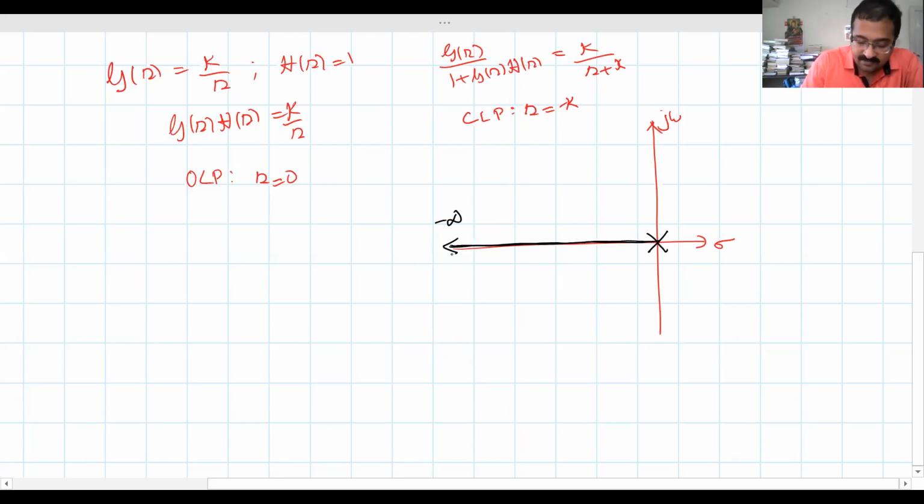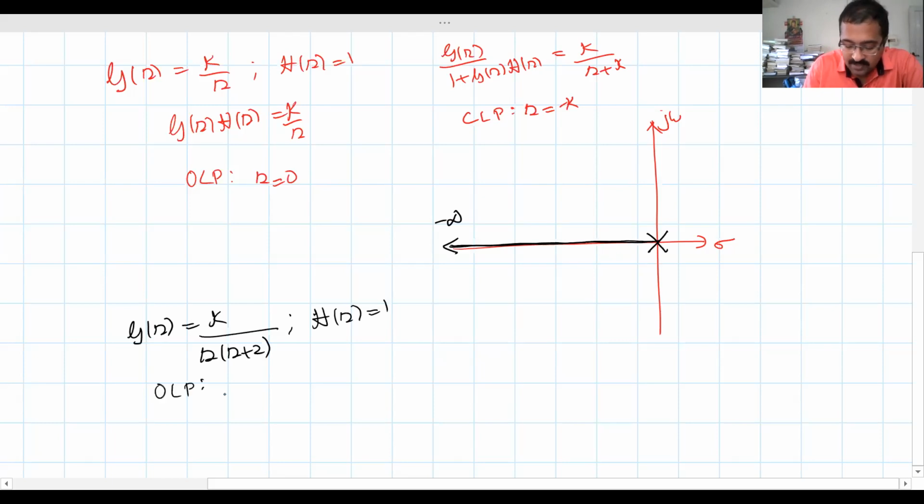Now the next case: G(s) is equal to K divided by s into (s plus 2). I am adding one more pole to the open loop system. H(s) is 1. Where are the open loop poles? Open loop poles are at s equals 0 and s equals minus 2. And where are the open loop zeros? They are at infinity.